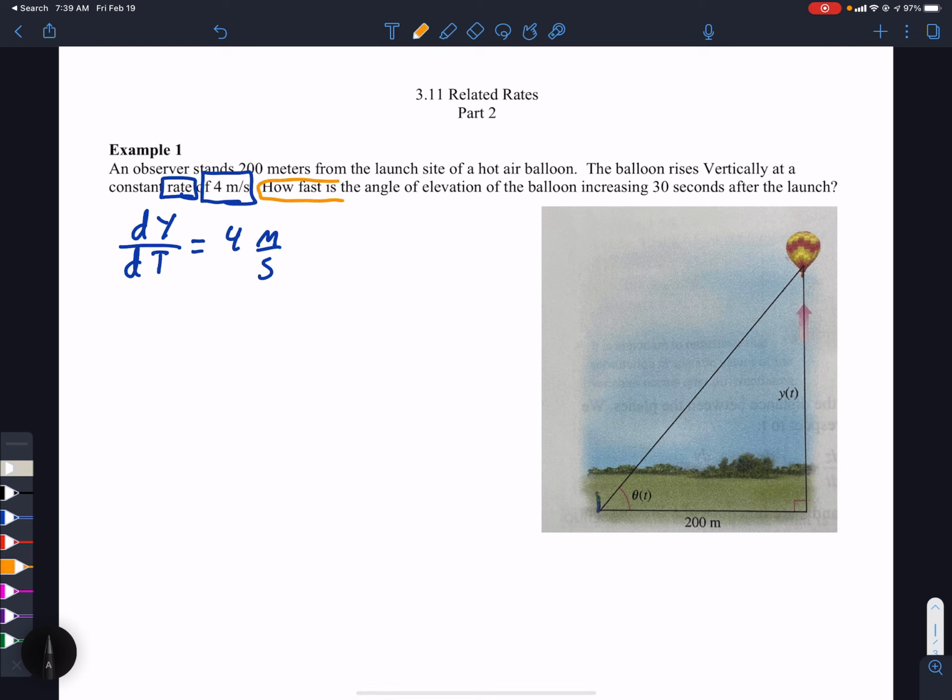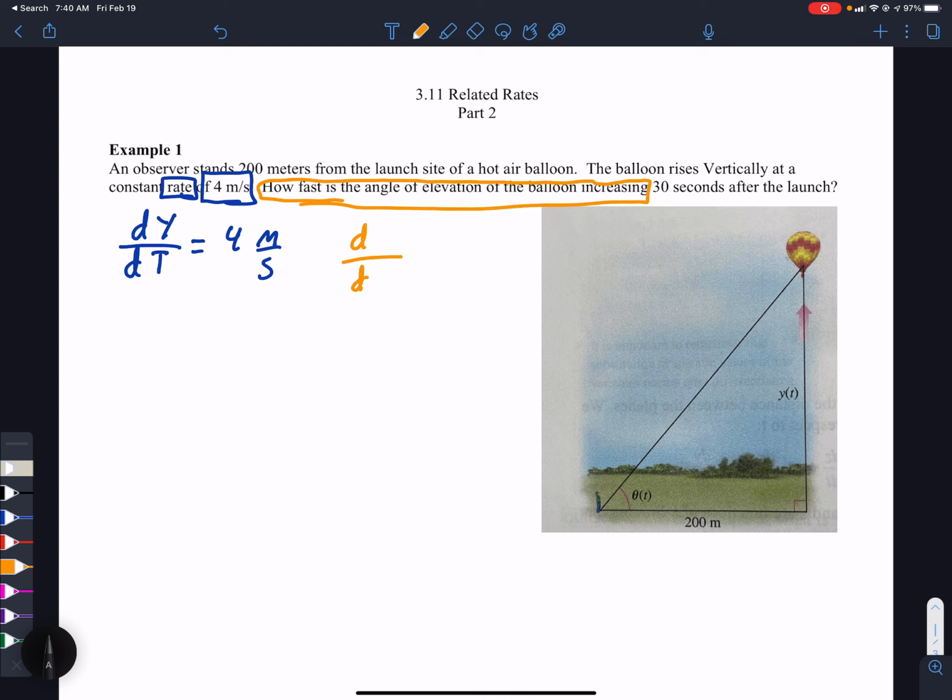how fast is the angle of elevation of the balloon increasing? Again, this is interpreting. What does that mean? It's asking for a derivative. It's the rate at which the angle changes. So you're going to have to take the English and translate it into calculus. Something's changing as something changes. It's a rate. How fast is the angle changing?